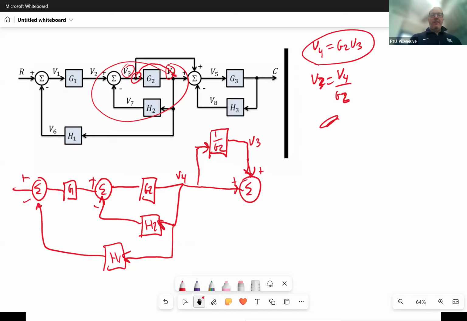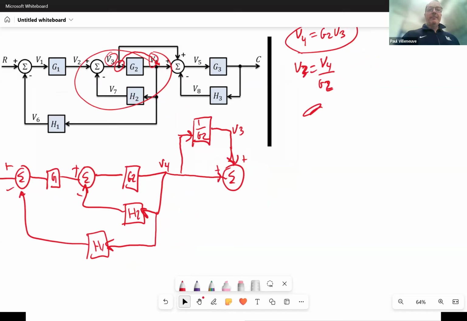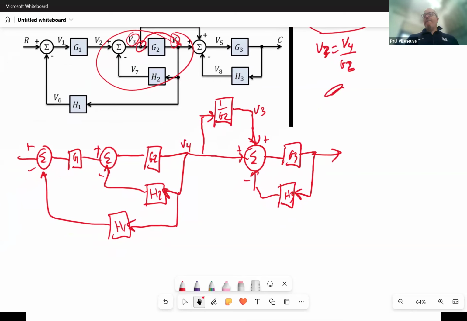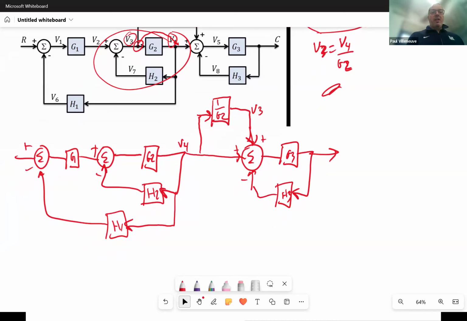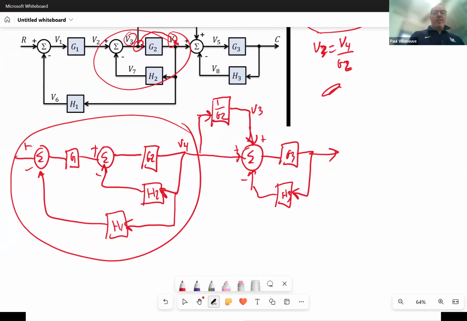So now I can continue. And this is G3. This is H3. And that's my output. So now I can start to combine things, right? So I'm going to work on this area over here first, because what I want to do is see how this whole element here is summed together, because this is a plus and a feed forward, but the summing block is part of a feedback path.